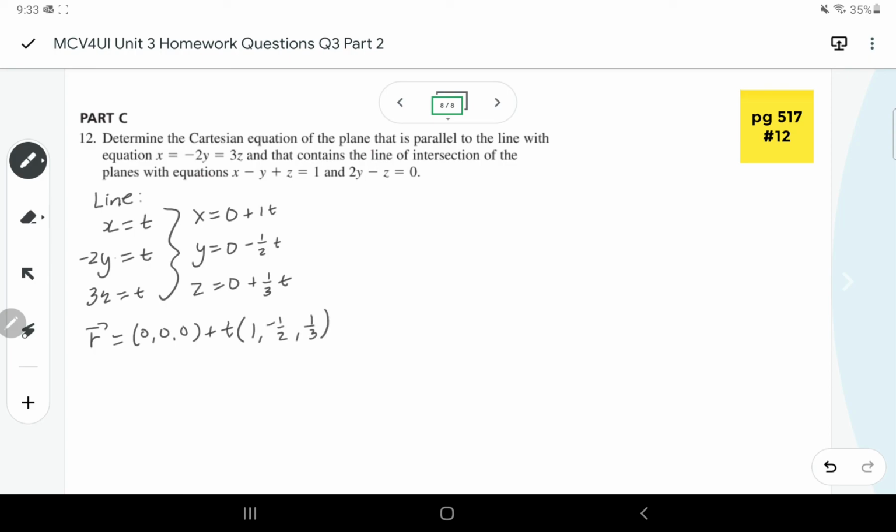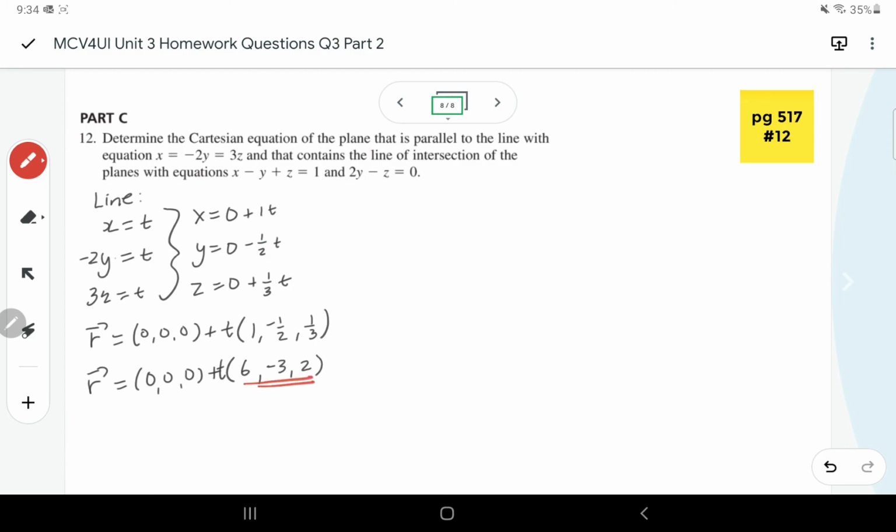Now I don't love the fractions there. And because that's the direction vector, I know I can just use any scalar multiple. So I'm going to rewrite that, whoops, forgot my t, and just multiply all those by 6. So it would be 6, -3, 2 as my direction vector. So this is one of the direction vectors on the plane.